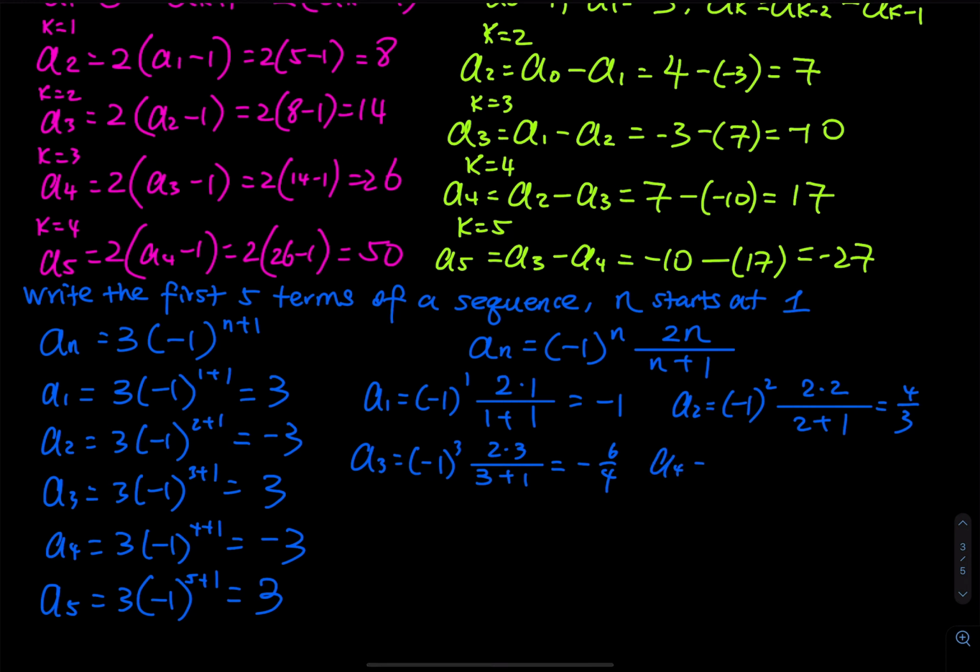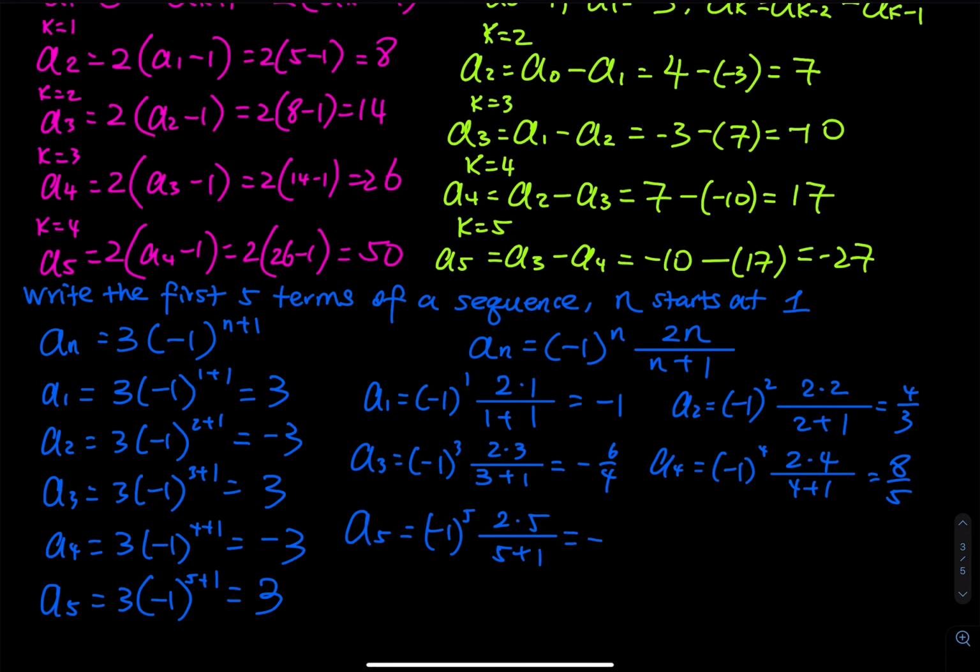And then a of 4. Negative 1 to the 4th, so that becomes a 1. 2 times 4, 4 plus 1. Then we have 8 divided by 5. And then last but not least, we have a of 5, negative 1 to the 5th, and then 2 times 5, 5 plus 1. So we have a negative at front, and then 10 divided by 6. 10 divided by 6, of course, you reduce the fraction for me. When you do your work online, they would like you to reduce the fraction.